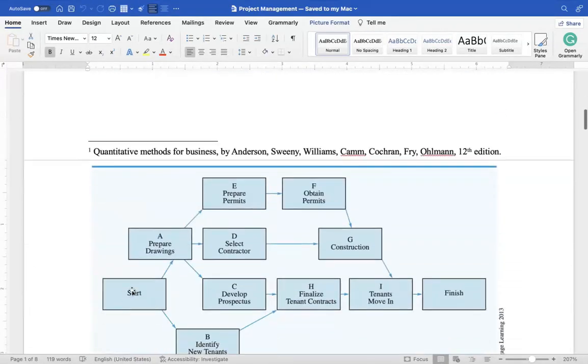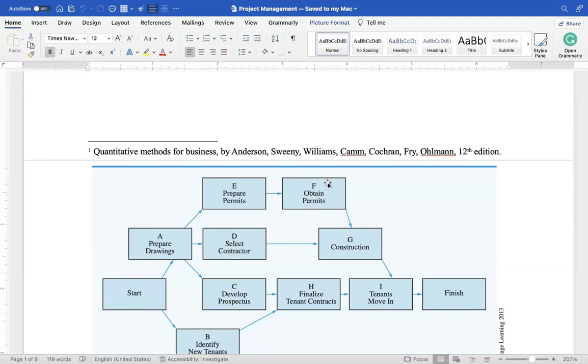And in this network diagram, this is start. And after that, there's activity A and then B. And A leads to E, D, and C, which means once activity A is finished, you are done with preparing drawings, then you can proceed to prepare permits, select contractors and develop the prospectus. And then E leads to F. And for activity G, D and F must be completed because you can see these arrows. This arrow is coming from F and also from D. So activity G can only be started once activities D and F both are finished.